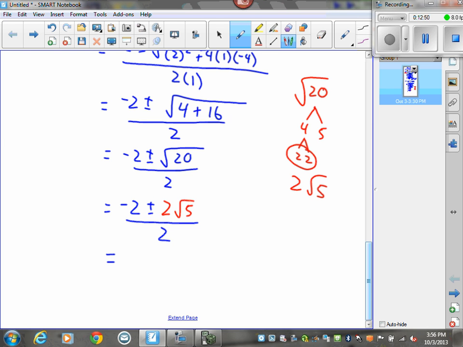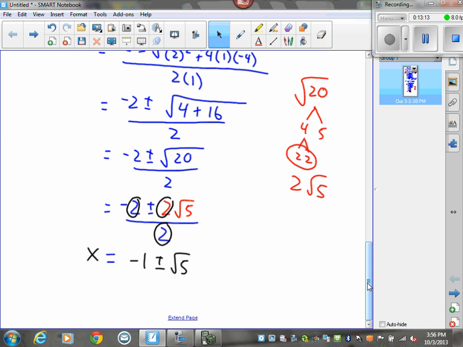And the last thing I can do to simplify is, if you notice, I've got negative 2, 2, and 2, and they're all divisible by 2. So I can actually simplify and cancel out a 2, which is going to leave me with negative 1 plus or minus the square root of 5. And that's what x is equal to.